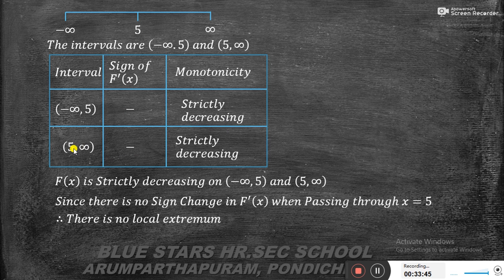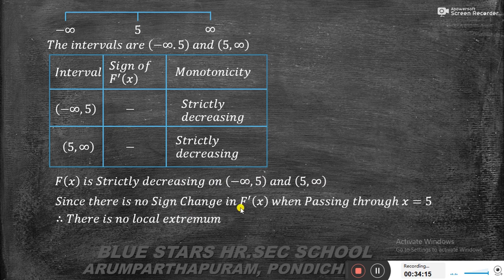and next, the second interval 5 comma infinity. That means the next number after 5 is 6. Suppose x equal to 6; I substitute in f dash of x and we get a negative answer. Strictly negative means it is strictly decreasing, plus means it is strictly increasing. So small f of x is strictly decreasing on minus infinity comma 5 and 5 comma infinity.